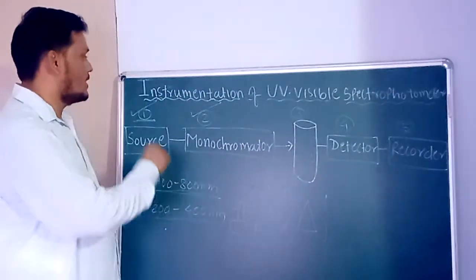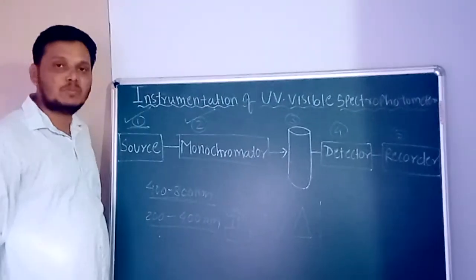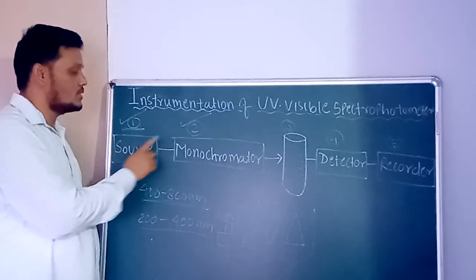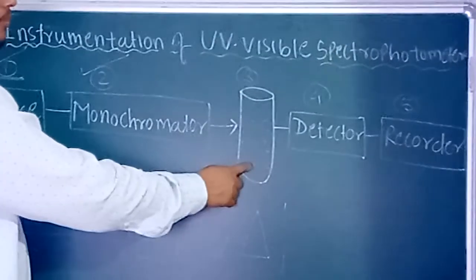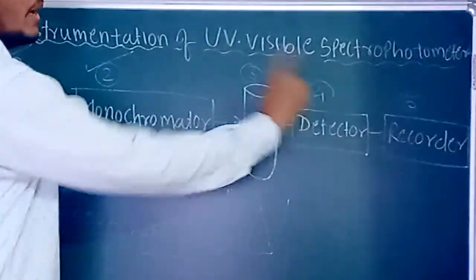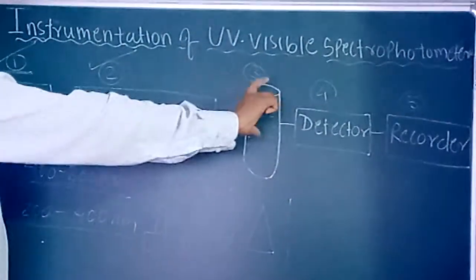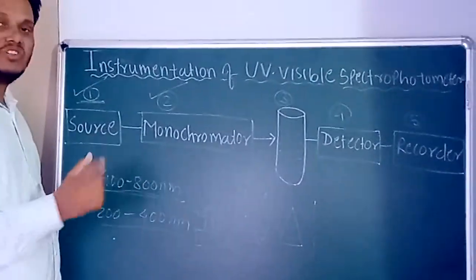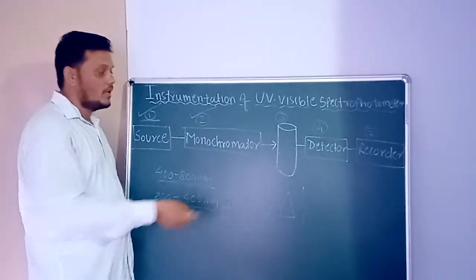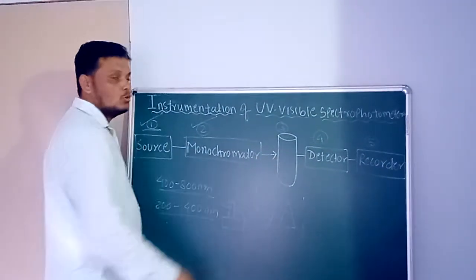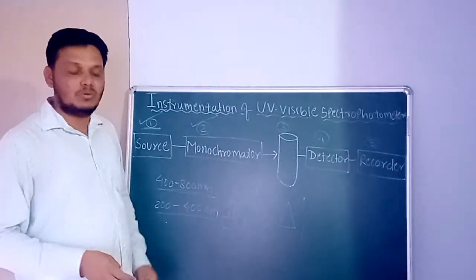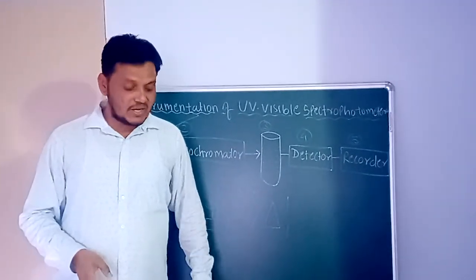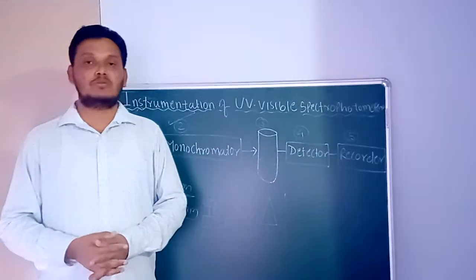So I will again summarize. Instrumentation of UV visible spectroscopy consists of 5 different parts: source, monochromator, sample holder, detector and recorder. This is the block diagram of the single beam instrument. The only change in the double beam instrument is that along with the sample we can put the reference solution also.